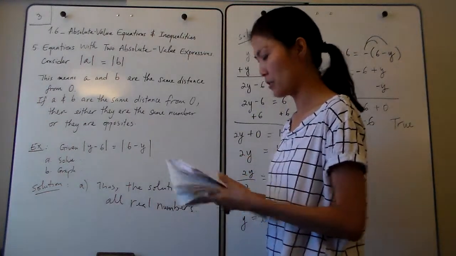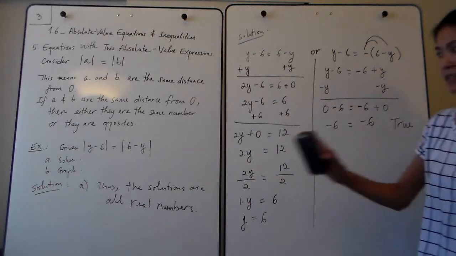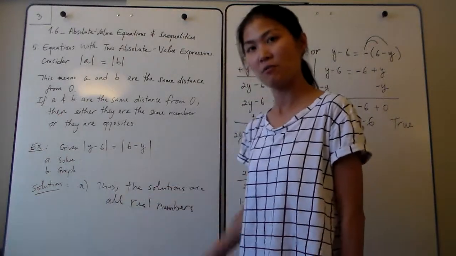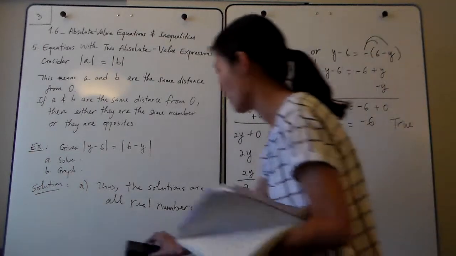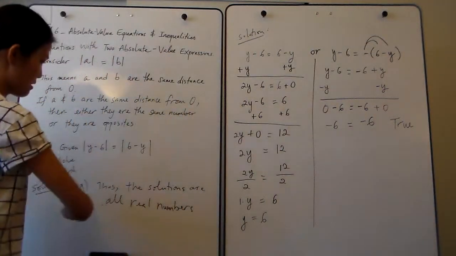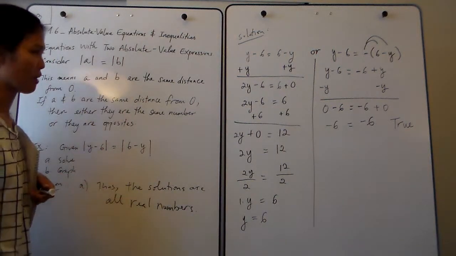So I have another example here. I'll give you a moment to copy. Oh, sorry, I still need to show. I need to graph it. Apologize for that. So now we know that all solutions of this equation are all real numbers, right?